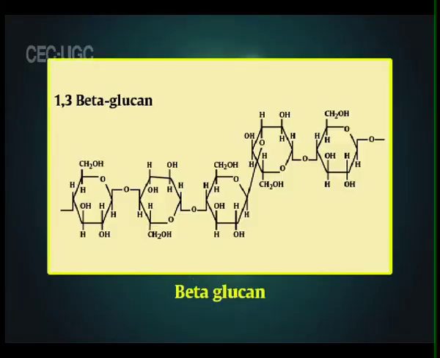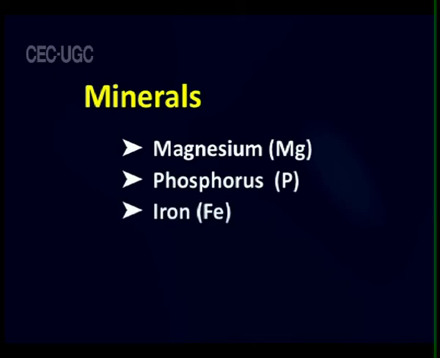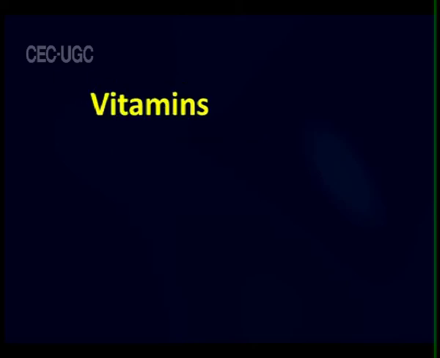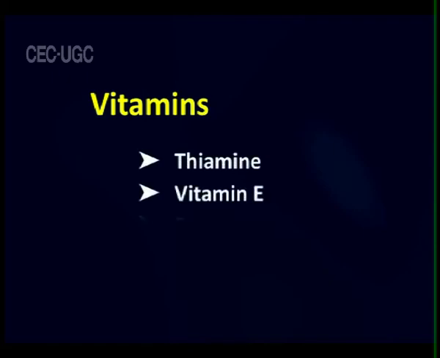Oats also contain a significant amount of dietary fiber, and this soluble fiber, which is composed mainly of beta glucan, is known as oat gum. Oats also contribute significant amounts of dietary minerals like magnesium, phosphorus, iron, copper and zinc, and vitamins, thiamine, vitamin A, folate and niacin.